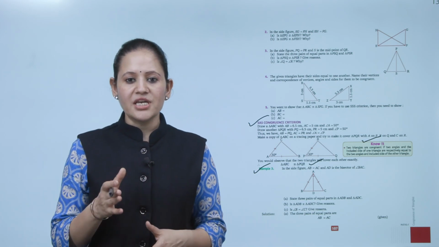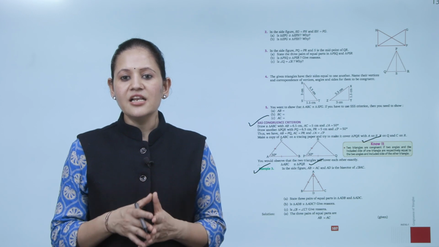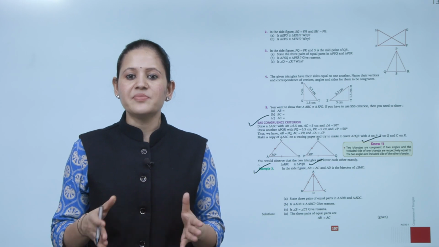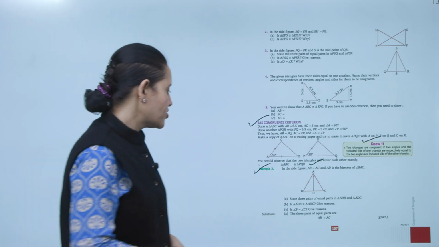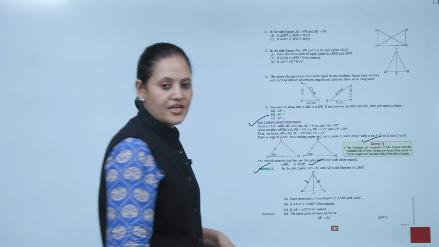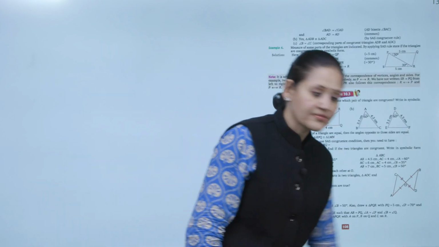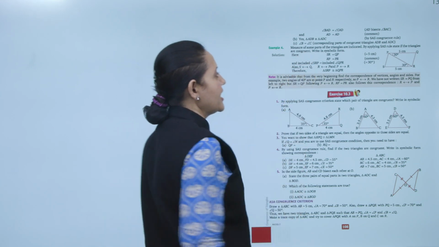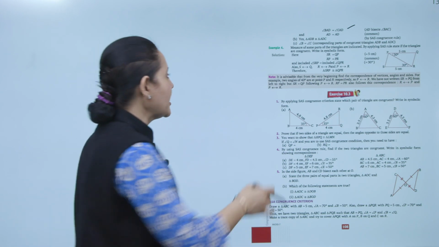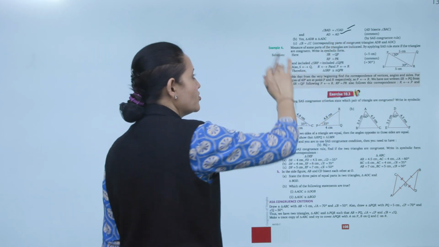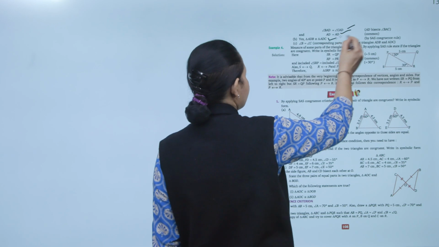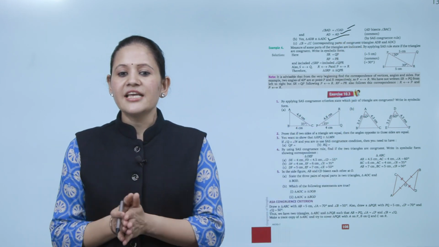In the side figure, AB equals AC and AD bisects angle BAC. State three pairs of equal parts of triangle ADB and triangle ADC. So, three parts will be equal. AB equals AC. As we know, angle BAD equals angle CAD because AD bisects angle BAC, and AD equals AD, that is common. So, we can say triangle ADB is congruent to triangle ADC by SAS congruency condition. Clear? Next is exercise 10.3.